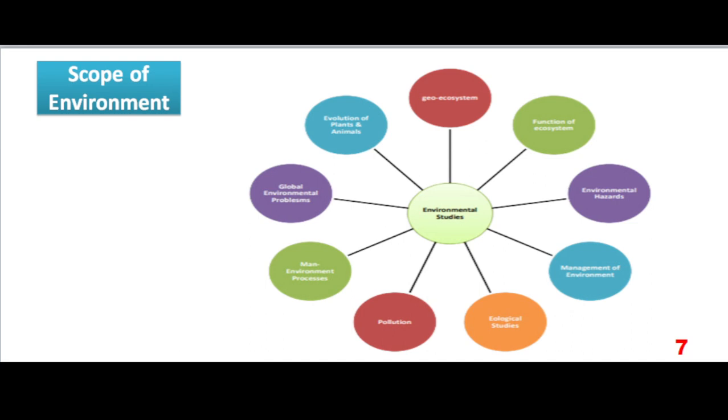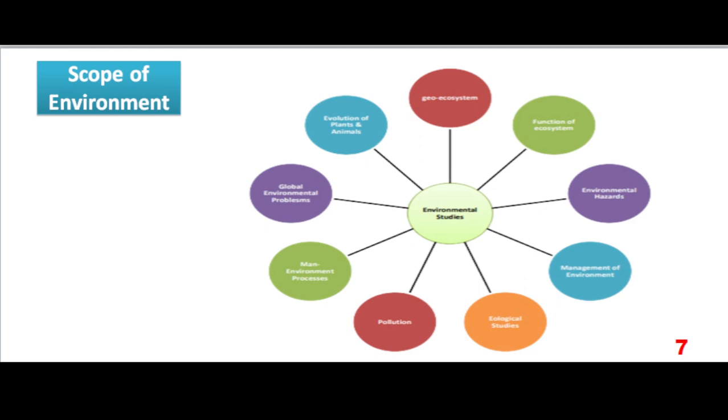Then main environment processes. This examines how human activities affect the environment and how environmental changes impact human societies. For example, investigating the effects of deforestation on local climates and biodiversity and how these changes affect agricultural productivity. Then global environmental problems. This focuses on large scale environmental issues that affect the entire planet. For example, studying climate change, its causes such as greenhouse gases emission, its global impacts and international efforts to mitigate its effects.